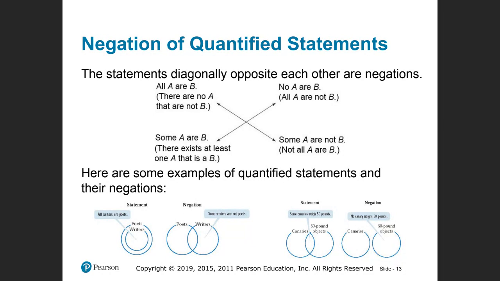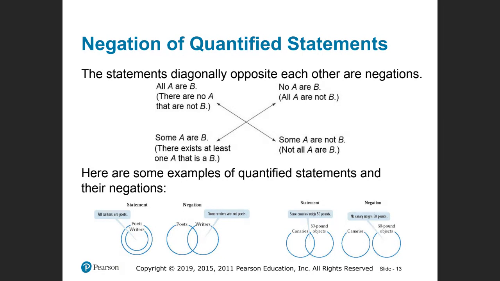So for the left example, the statement is all writers are poets. So we've got the circle that contains all poets, and we've got a circle inside it, a subset basically, that has writers. So this is showing that all writers are poets. The negation is some writers are not poets. And we can show this with these two circles. You have poets, you have writers, you've got some overlap, but the part over here that is pointed to by the arrows says some writers are not poets. It's not included in the poets circle.